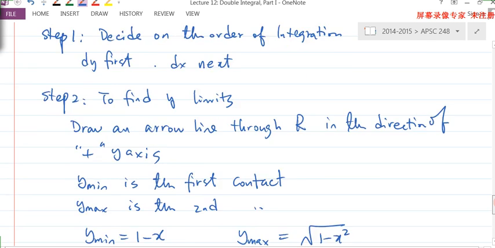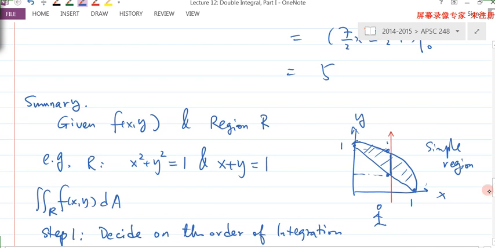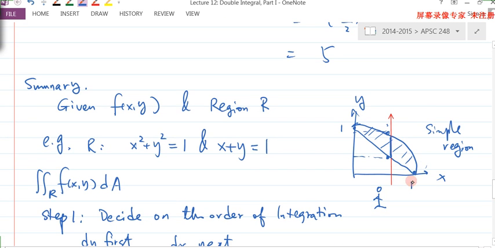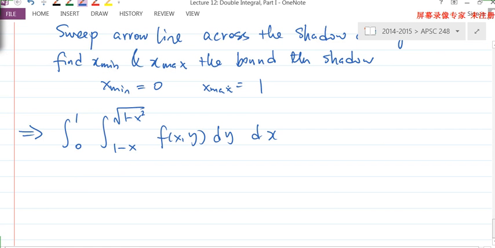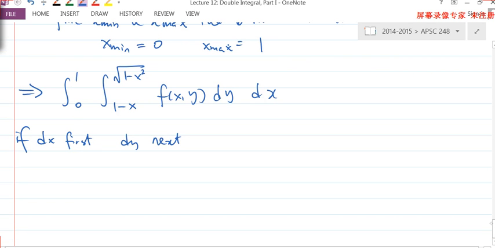So to do it quickly, an exercise here. What if I decided to integrate with respect to x first, then y? Can you write down the double integral with the proper limits? So what would be the double integral layout?